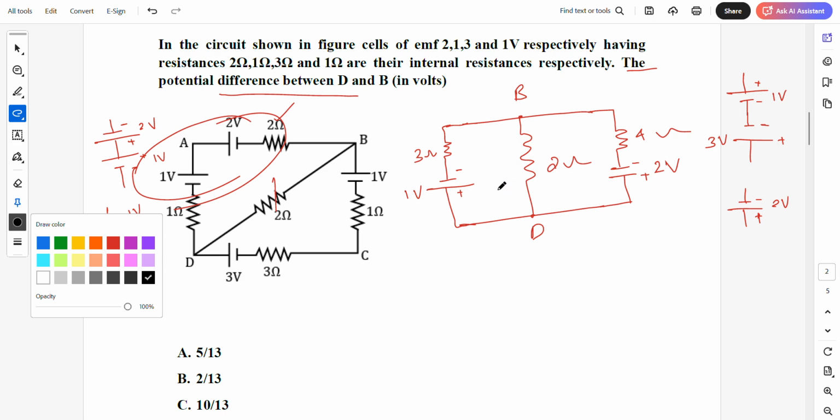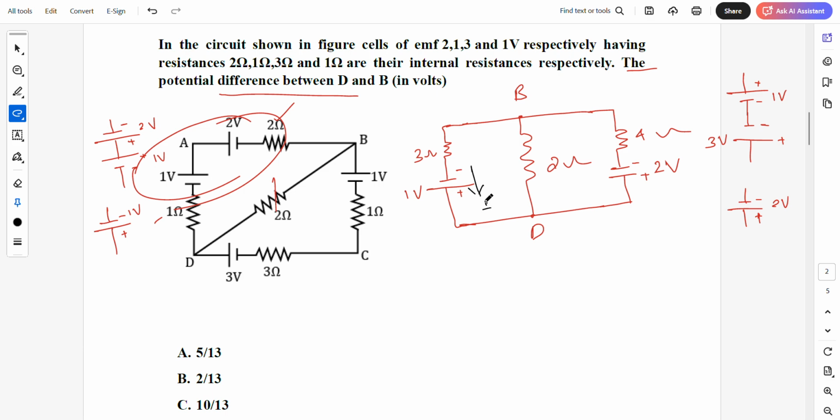Now you can apply Millman's theorem for this one. Let us assume the direction of current like this. Let us call this I1, this I2, and this I3. This is R1 and this is E1, and here E2 is 0. This is R2, and this is R3 and this is E3. We have the formula. What is the formula I have given?